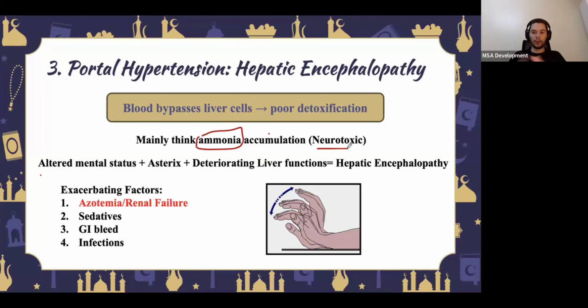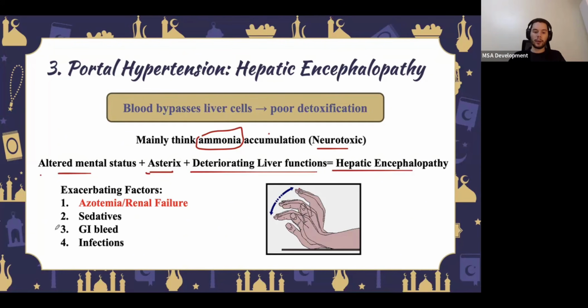Now, what would the patient present with? Typically, in the question stem, you'd find some sort of altered mental status, like dementia or something, and there would be asterixis. Asterixis is essentially flapping tremor. If you do like this, the patient will start having a flapping tremor. Finally, deteriorating liver function, and as we mentioned, you could take a look at their liver enzymes that would be elevated. For all three found together in the same question stem, you'd have to think directly about hepatic encephalopathy.